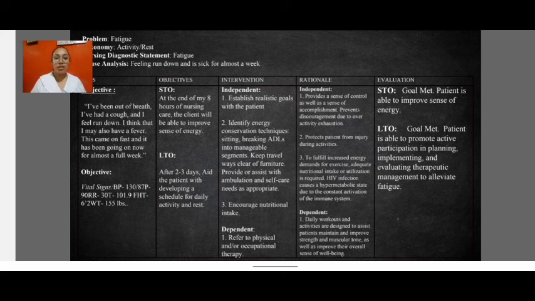For our evaluation, the patient is able to improve sense of energy. That is on our short-term observation. The patient is able to improve sense of energy, so our goal was met. For our long-term observation, the patient is able to promote active participation in planning, implementing, and evaluating therapeutic management to alleviate fatigue. So our goal was also met.